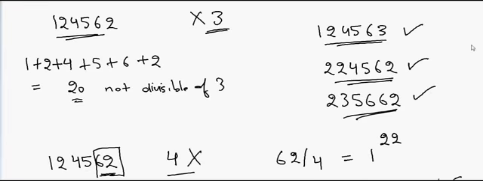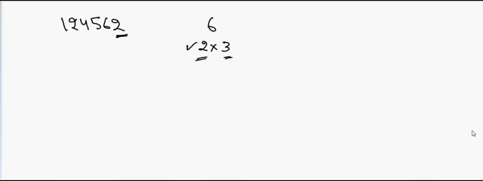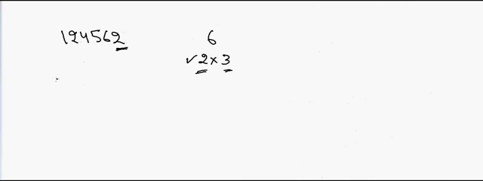But we did the test before and we found out that the sum, if I go back here, the sum was 20. So if I add all these numbers together, the sum was 20. So 1 plus 2 plus 4 plus 5 plus 6 plus 2 was 20, and 20 is not divisible by 3. So this is not divisible by 3, so that's why this number should not be evenly divided by 6.